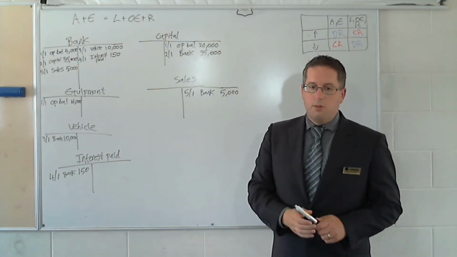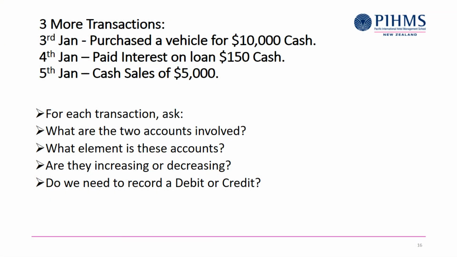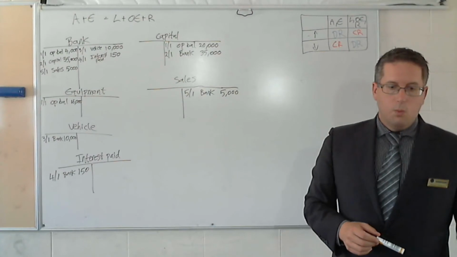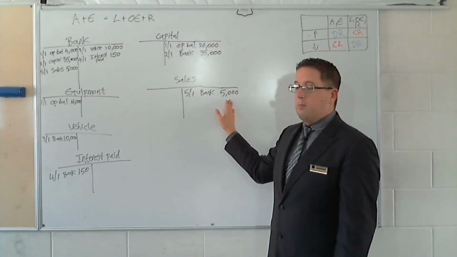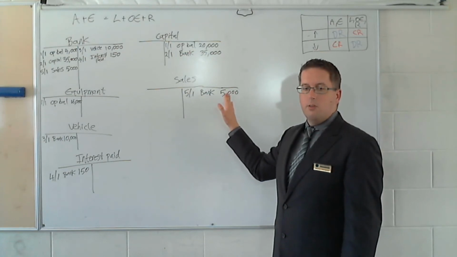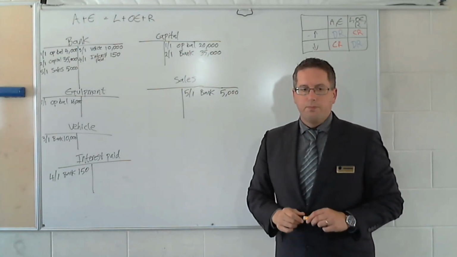And that's $5,000. So again, always go back to these questions. What are the two accounts involved? What element are these accounts? Are they increasing or decreasing? That way we can use the debit credit table and record the debit or credit. When you record the debit or credit, remember to record those three parts: date, details, amount, and cross-reference the field.